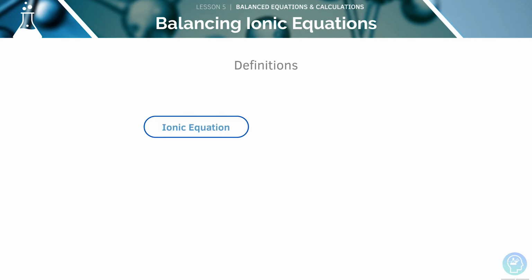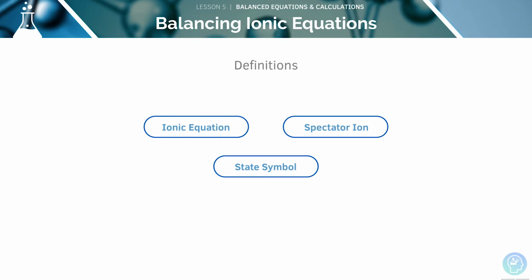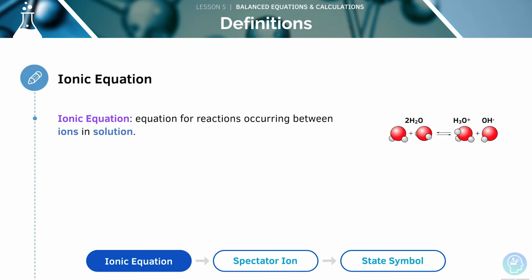Let's look at some more definitions. The first is ionic equation. The next is spectator ion. And the final one is a state symbol. An ionic equation is an equation for reactions occurring between ions in a solution. Ions are going to be written with their charges and with the symbols of the elements that form the ions.